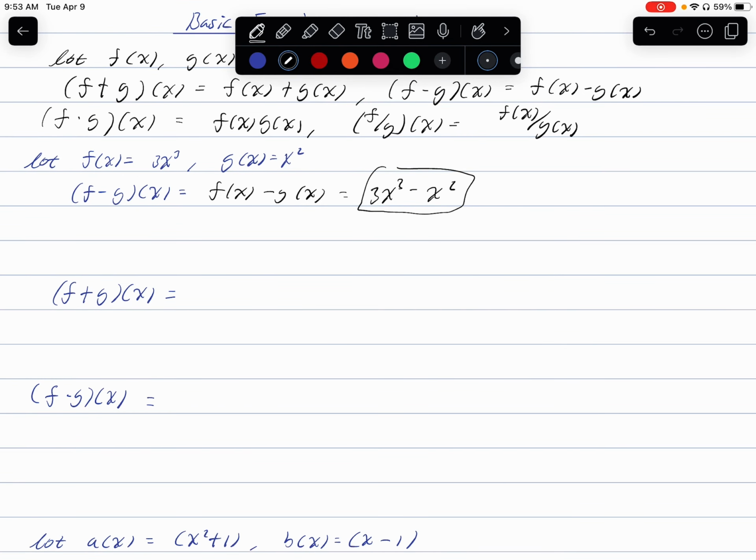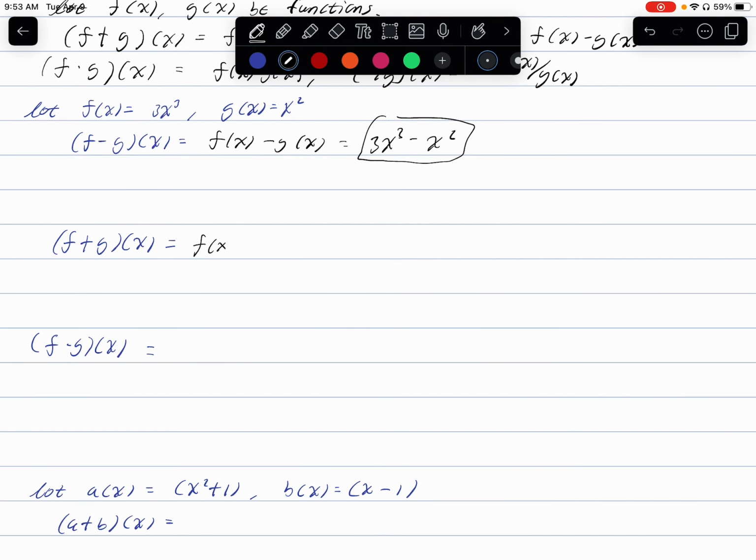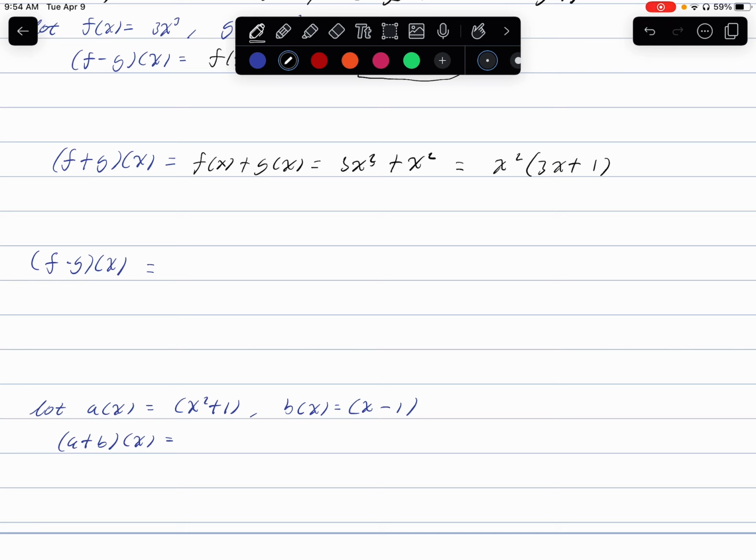And very similarly, if we have f plus g of x, this is f of x plus g of x, which is going to just be the same thing. It's just now we're adding them. And I suppose if you want to simplify this, you could factor out an x squared. Just for fun, we'll do that. We'll have x squared times 3x plus 1. That's fine as well. But you get the idea, right? You could also stop at 3x to the third plus x squared. That's also fine.